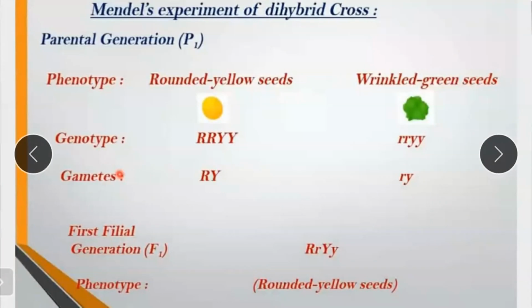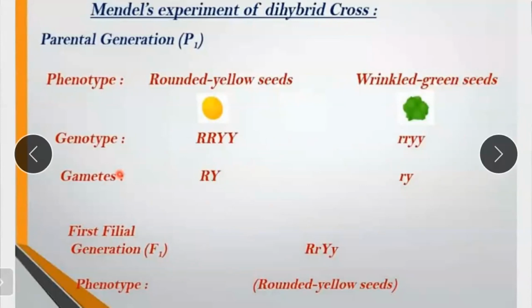Now, what are the gametes from RRYY? The parent means capital R, Y, and the gametes from the other parent are small r, small y, and small r, small y. Okay, so now here the genotype for the round yellow seeds is this one. For the wrinkled green seeds, it is this. What are the gametes we are getting? For the round yellow seeds, this. And for the wrinkled, this.